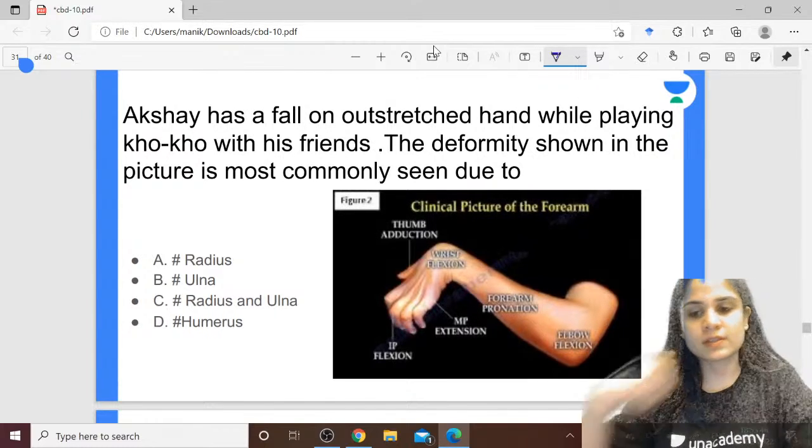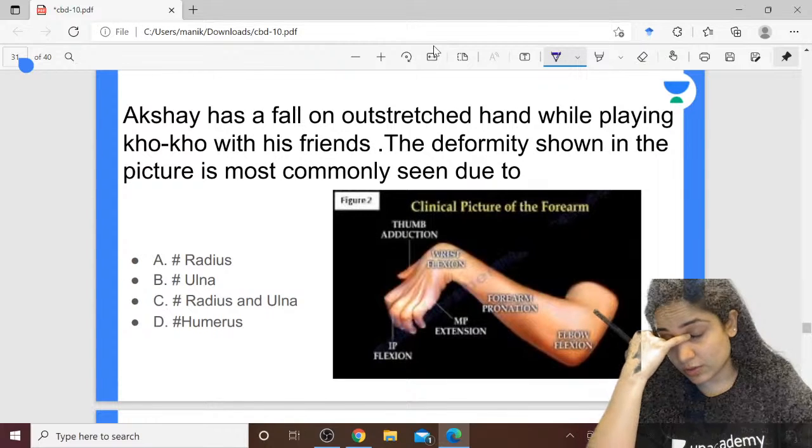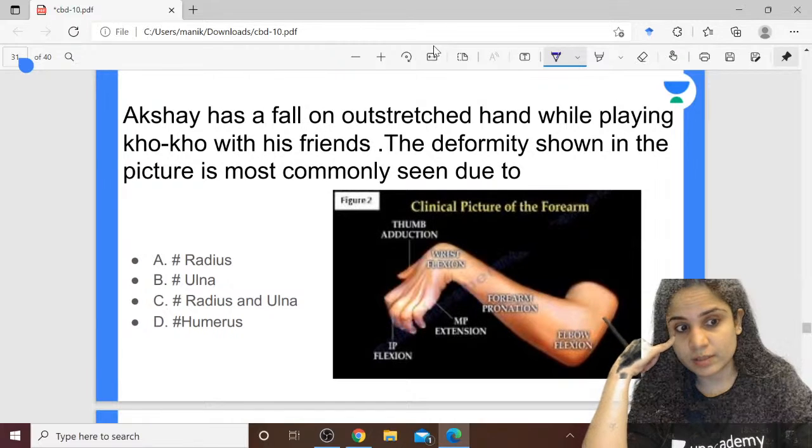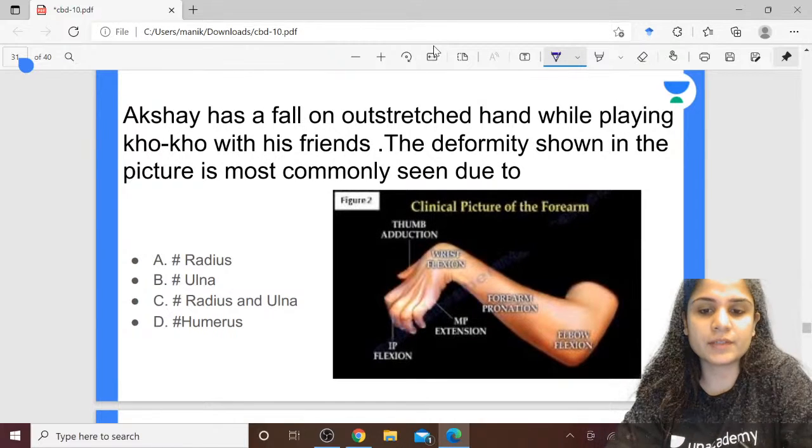Okay, one student is saying fracture of the humerus causes this. Any other answers? Manoj is also saying fracture of humerus. Any other answers do we have over here? Okay, Narmata Devi is saying fracture radius and ulna. Can you tell me what is this deformity that you see over here?